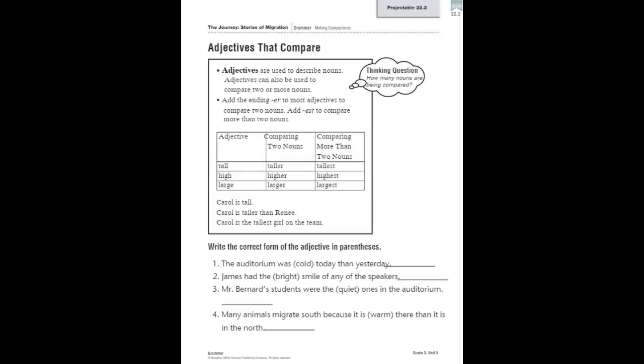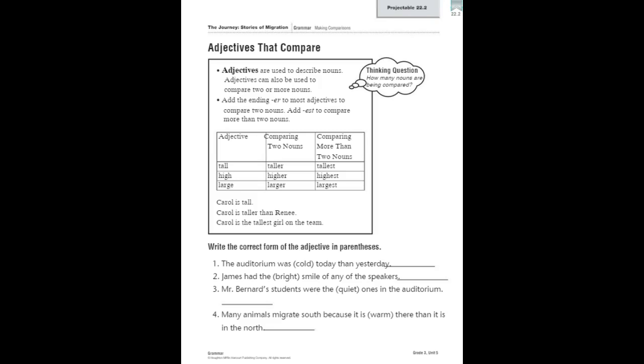All right, adjectives that compare. Adjectives are used to describe nouns. Adjectives can also be used to compare two or more nouns. Adding the ending er to most adjectives will help you to compare two nouns. You can add est to compare more than two nouns.